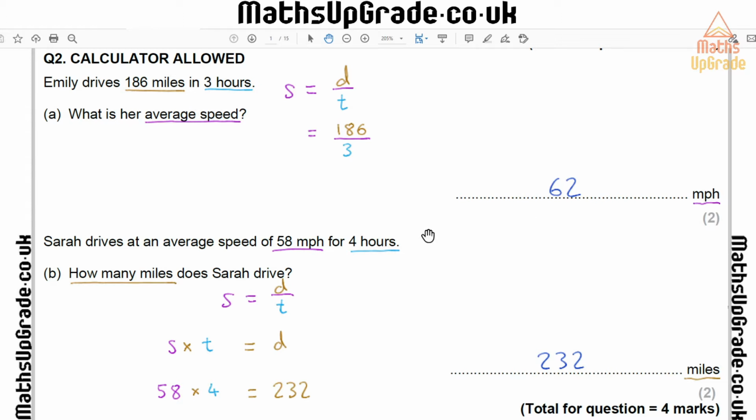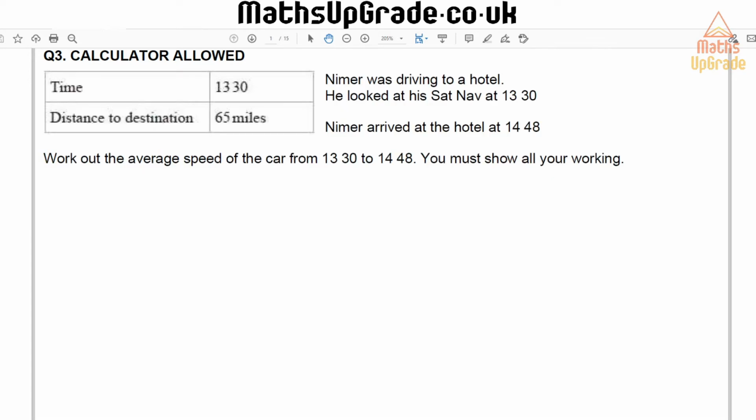The second part, I'm going to use the fact that distance equals speed times time by rearranging this formula. The speed is 58 multiplied by 4 hours. That would be 232, and the answer would be in miles, since I've used miles per hour and hours. So that's 232 miles. That whole question there is worth 4 marks. So question 3.